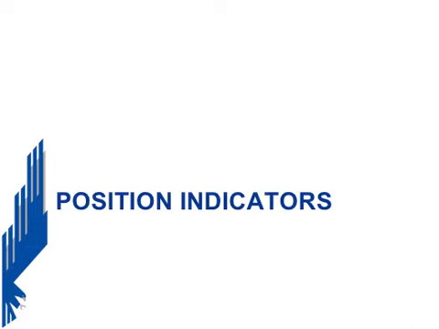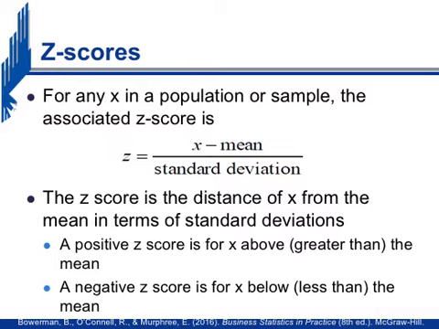Now we have another set of computations that try to describe the position of measurements compared to other measurements in the data set. One such computation is called the z-score. A z-score shows us the distance of a certain measurement from the mean of the dataset in terms of the standard deviation. So the z-score is computed using this formula. That's the value of the variable minus the mean of all the values in the dataset divided by the standard deviation of all the values in the dataset.